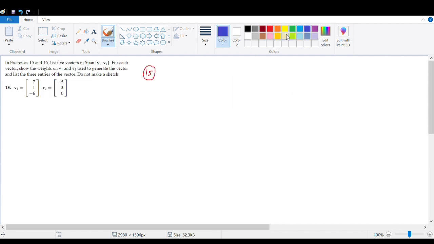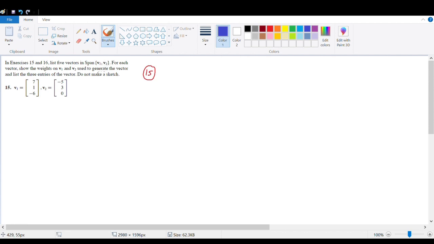In exercise 15, list 5 vectors in span v1, v2. For each vector, show the weights on v1 and v2 used to generate the vector and list the 3 entries of the vector. Do not make a sketch. So here we are given vectors v1 and v2. We want to list 5 vectors in this span, so we need to make 5 linear combinations of vectors v1 and v2.